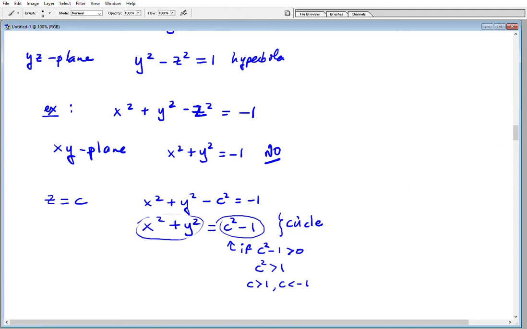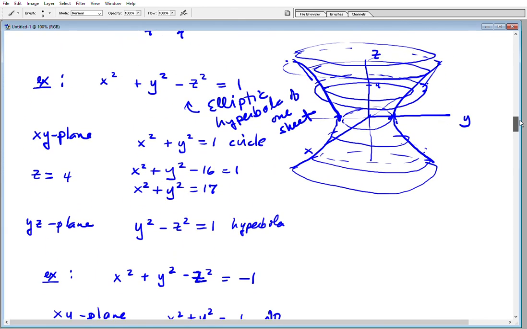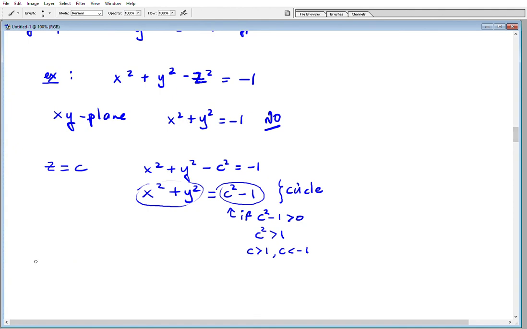Let's do one other thing, though, one other trace. Let's look at the whiteboard. And the whiteboard is the YZ plane. Let's look at the YZ plane. Put x equal to 0, and we have y squared minus z squared equal -1. We're multiplying both sides by -1. We have z squared minus y squared equal 1. So this is a typical hyperbola.